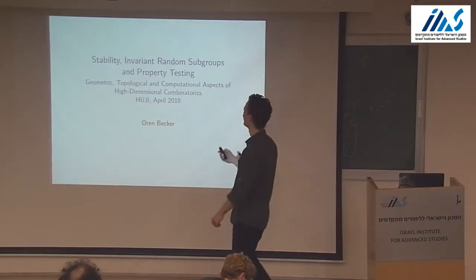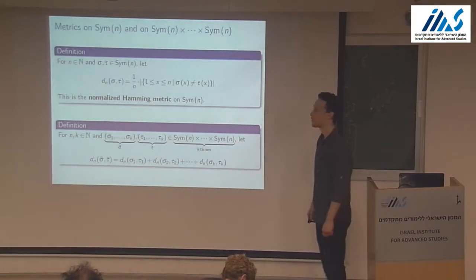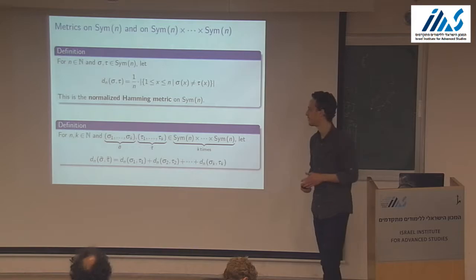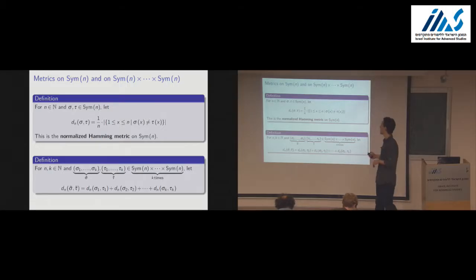Thank you. OK, so I want to define some problems. And before that, I need to give you some definitions. So I am working on the symmetric group on some finite number of elements. And I want to define a metric. And the metric is going to be just for two permutations, sigma and tau. The distance between sigma and tau is computed as follows.